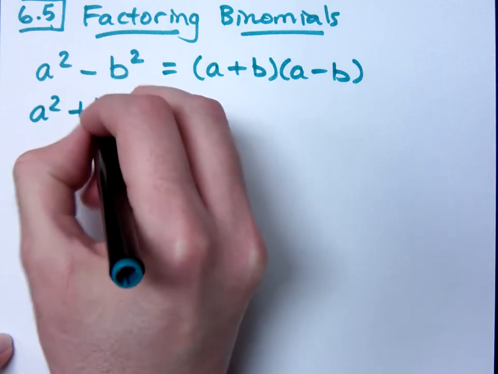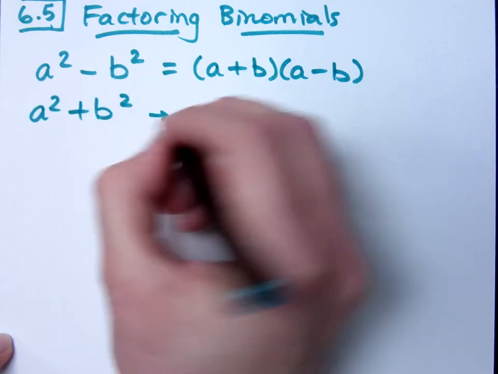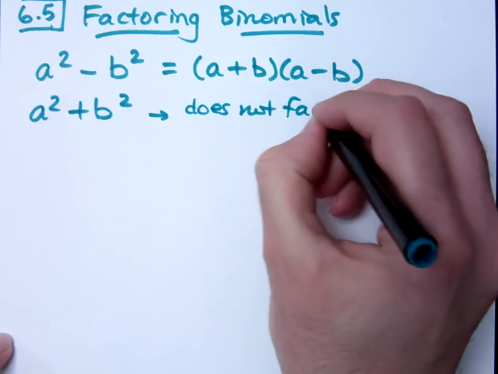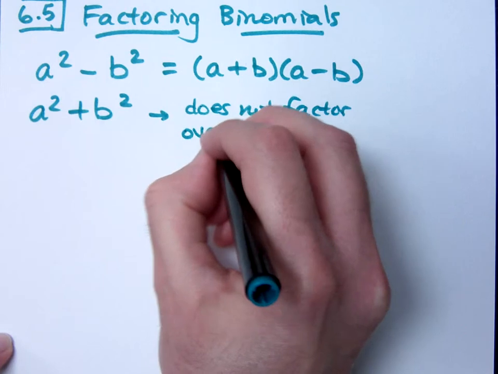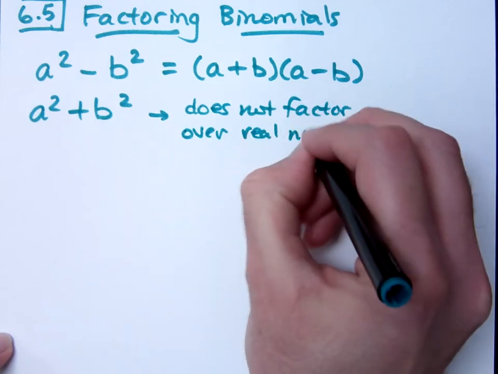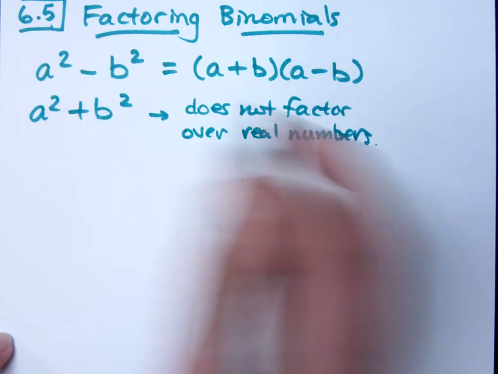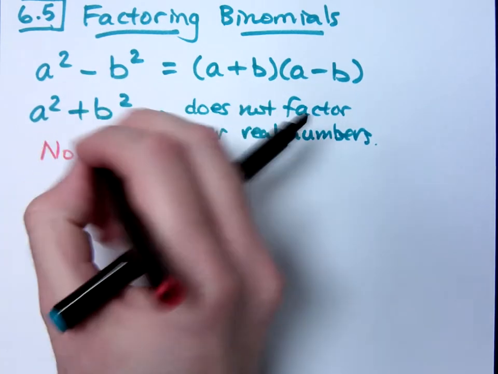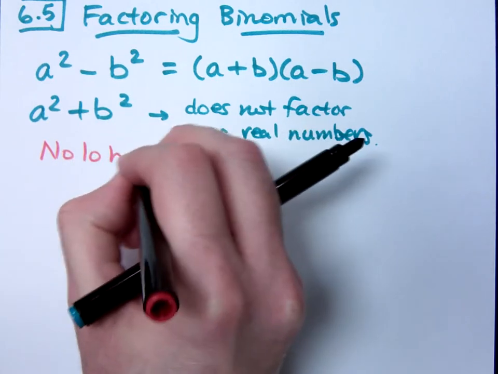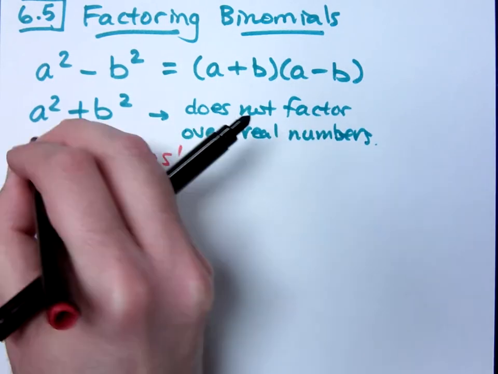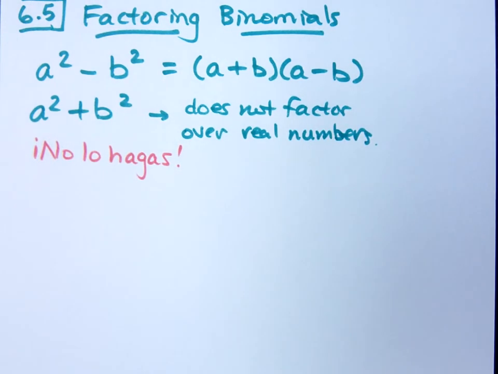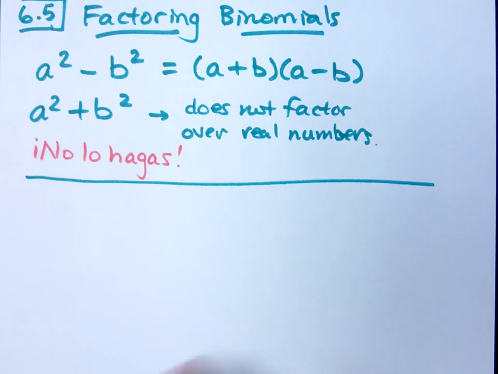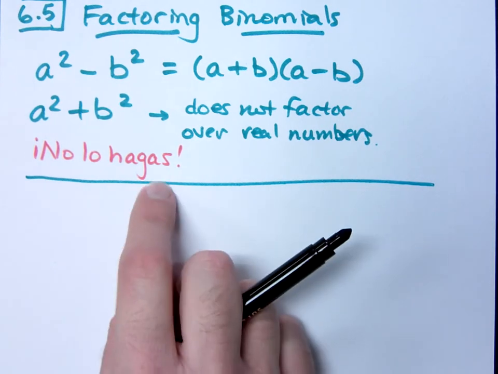If you see the sum of squares, a squared plus b squared, what you need to understand is right now, this guy does not factor. It does not factor over real numbers. So if right now you see a squared plus b squared, I'm going to give you some words of advice. Don't do it.